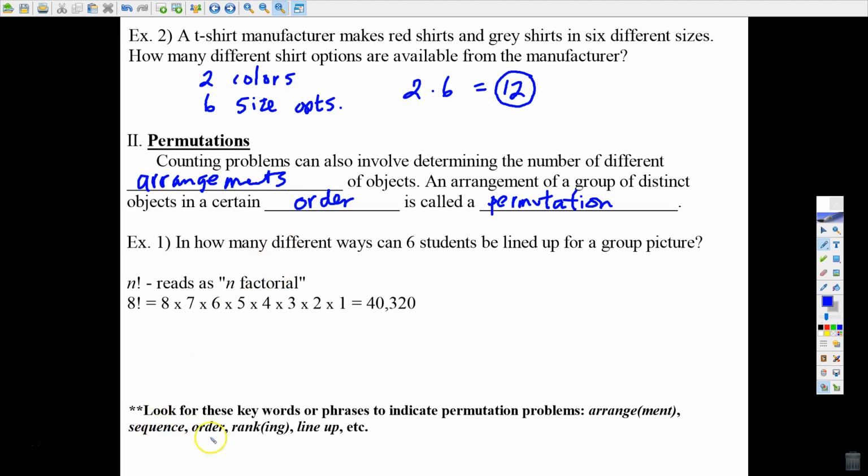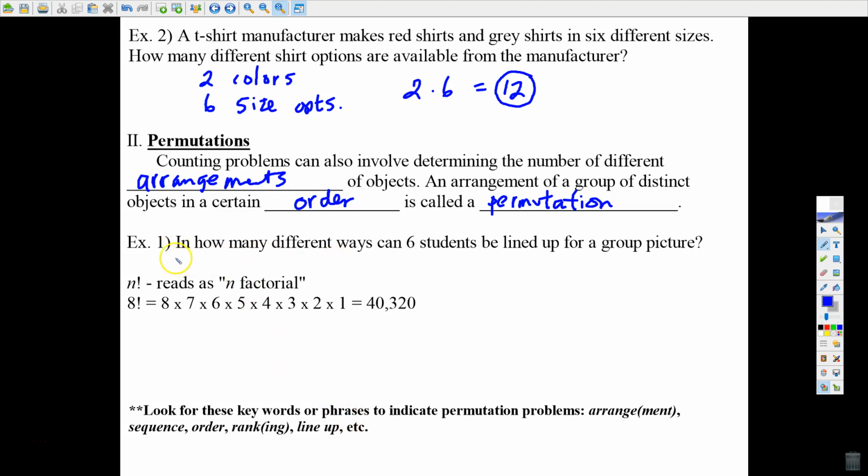Down here at the bottom of the slide, I've given you some keywords. These keywords don't always show up, but these are words to look for to give you a clue that the problem you're dealing with represents a permutation. Words like arrange or arrangements, sequence, order, rank or ranking, lineups, etc. Words like that. And if these words aren't used, then it's implied based on the context of the problem.